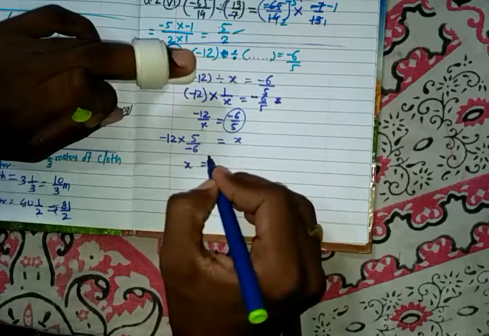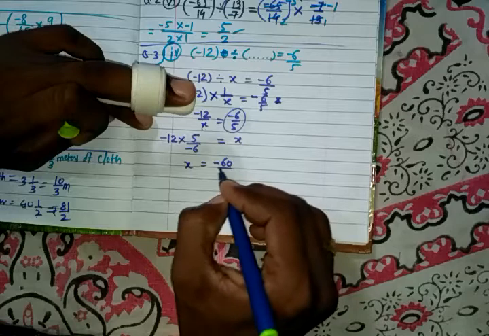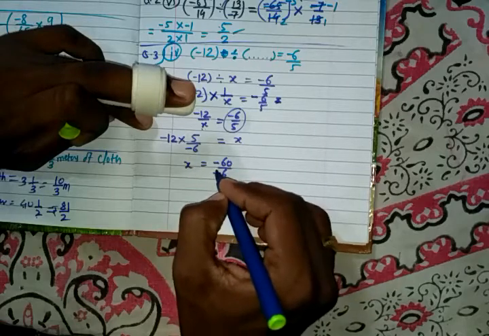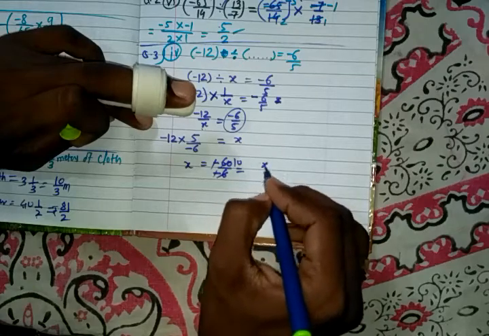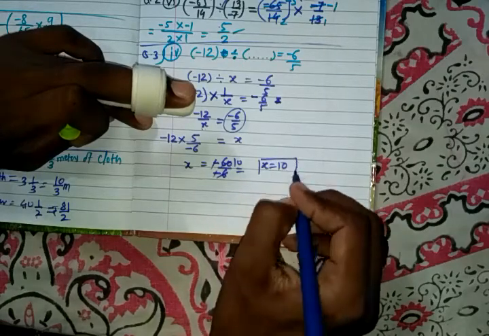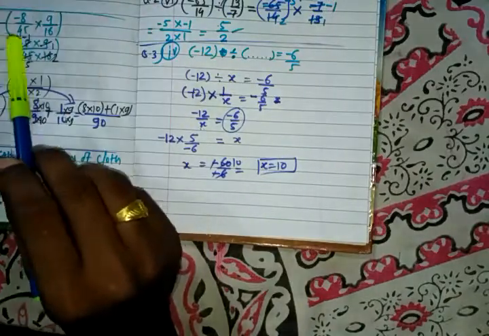Now we will multiply numerator by numerator. 12 fives are minus 60, and minus 6. So the minus signs cancel, and 6 tens are 60. So x is equal to 10. In this way, you can also solve the question number 3 problems as homework, right?